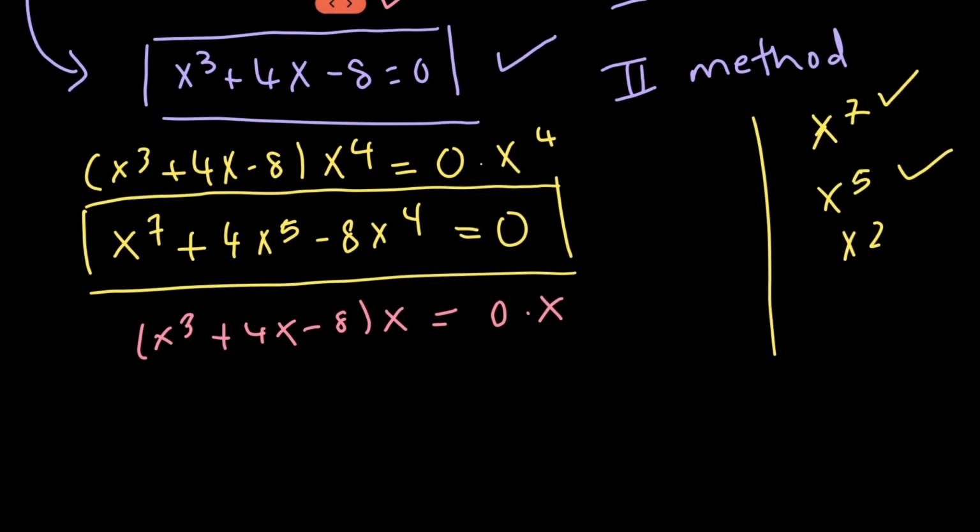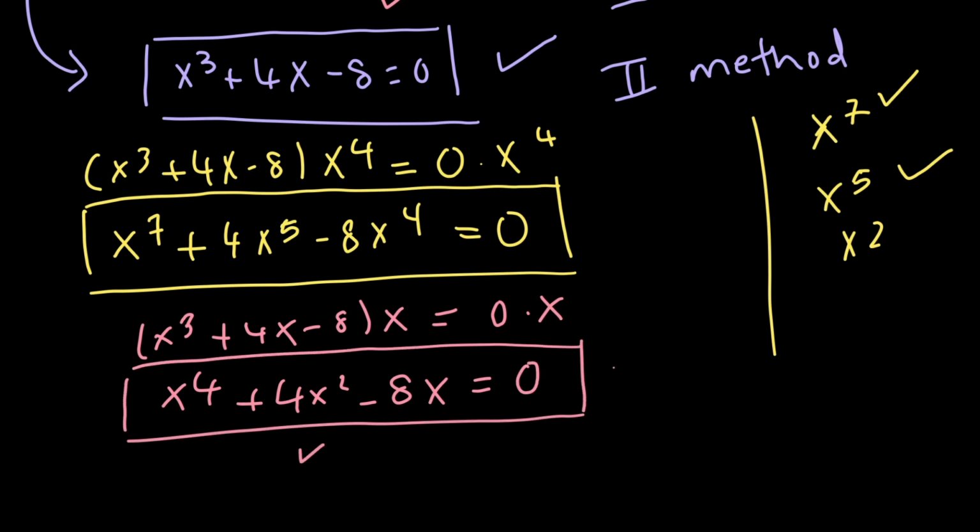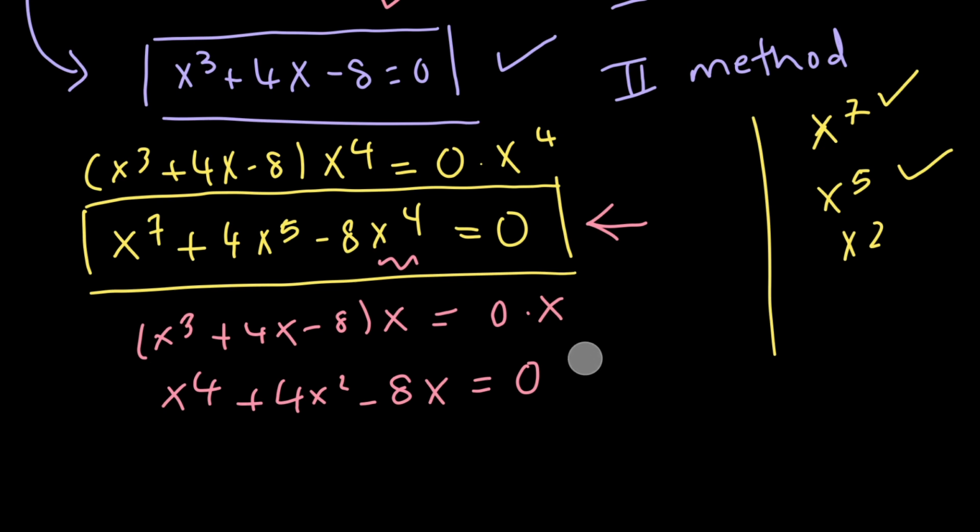On the left hand side, when we open the bracket, this will turn out to be x to the power 4 plus 4x squared minus 8x equals 0 into x, that is going to be 0. So here we have this second equation. We got this equation to exclude the variable x to the power 4. To exclude that variable, first I will take this equation and multiply 8 on both sides. So this equation will now look like 8 times x to the power 4 plus 32 times x squared minus 64 times x equals 0 into 8, that is going to be 0.